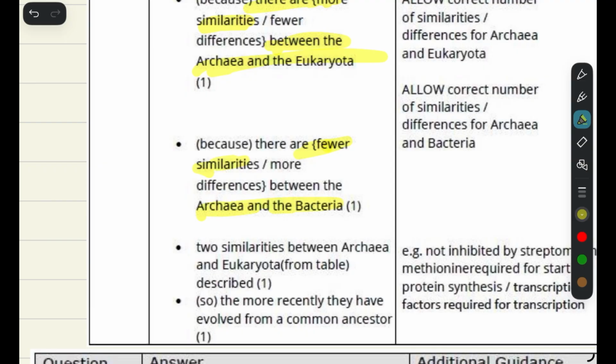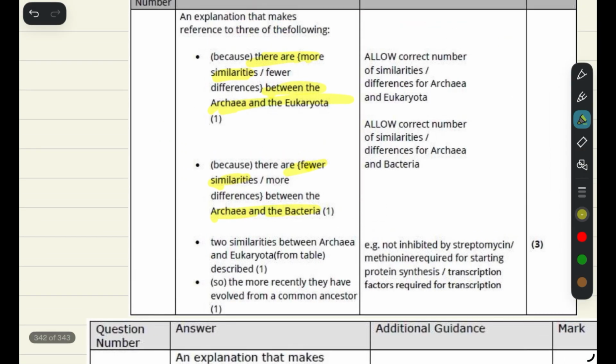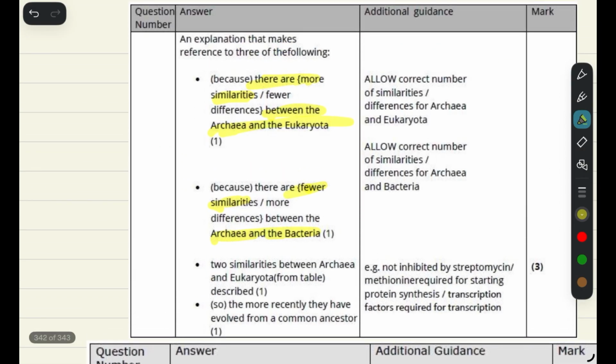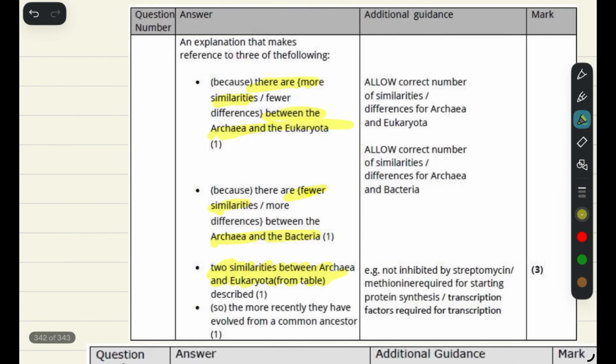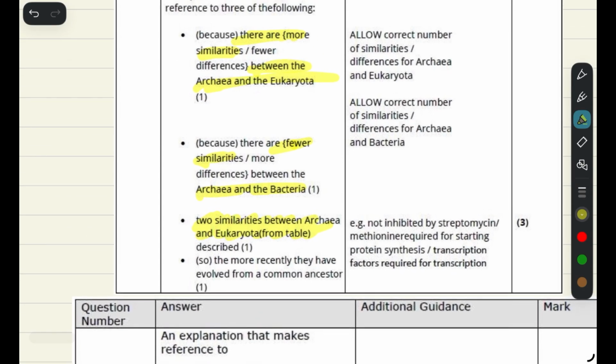Again, good. Then what you want to say is literally, and whenever you have a table in biology, I think always just put examples because you're getting marks here for literally just writing on the table. So for example, saying that both of them don't have their growth inhibited by streptomycin, and both of them sometimes have a cell wall. Literally saying things like that gets you another mark.